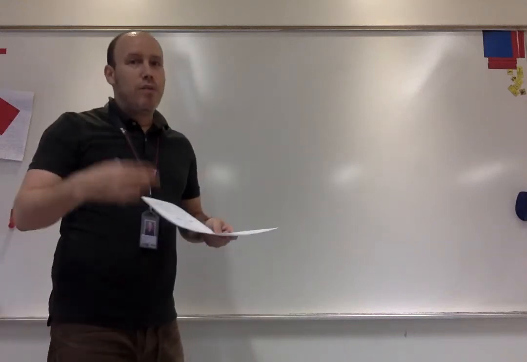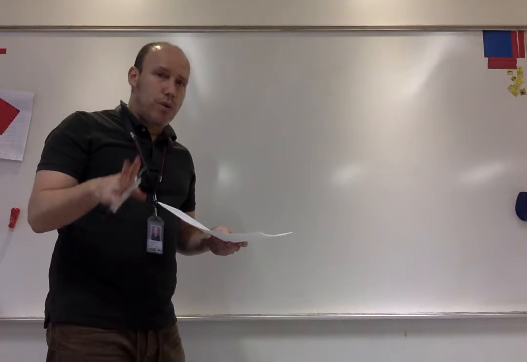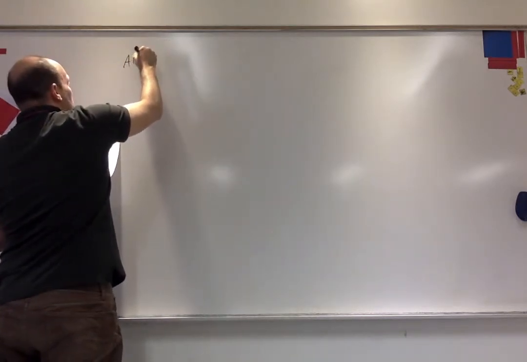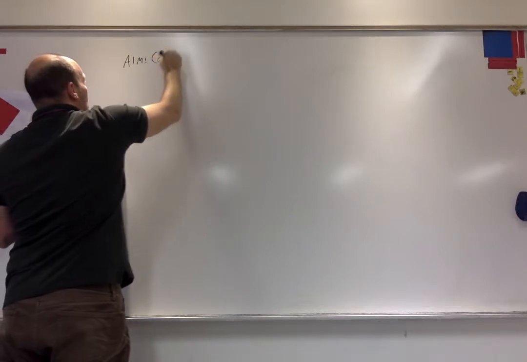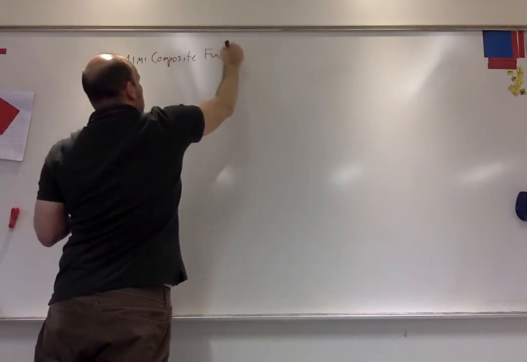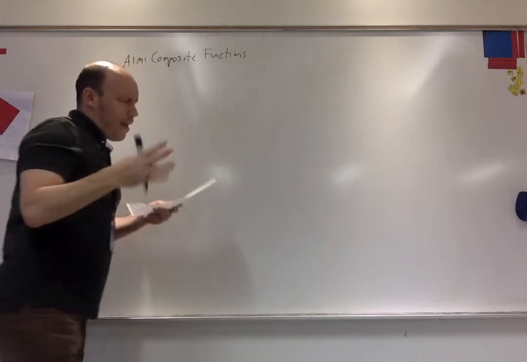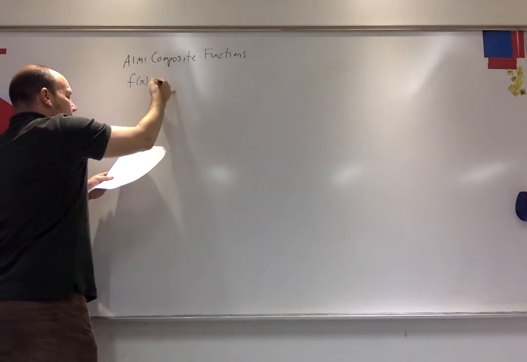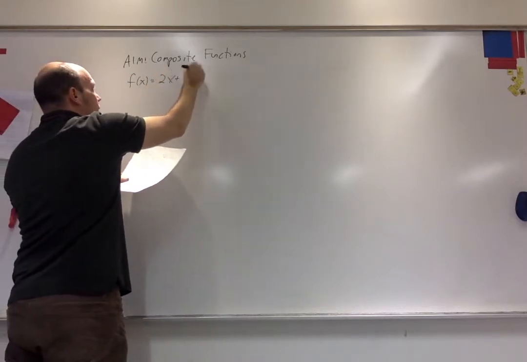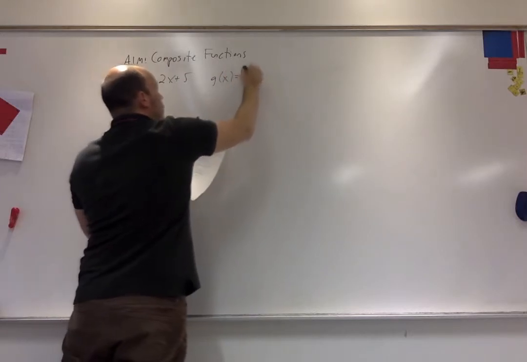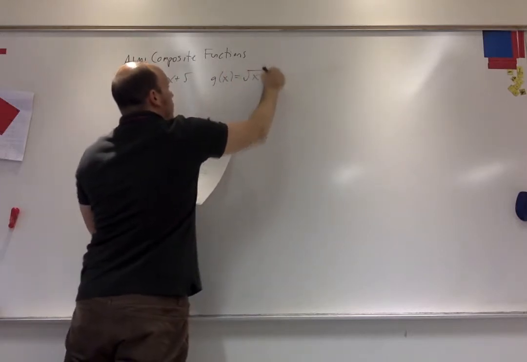Okay, we're going to combine two lessons. You studied this last year, so it's kind of a review, but we're going to start first with composite functions. The idea goes like this: you're going to be given two functions. f of x equals 2x plus 5. You're going to be given another function, g of x equals, for example, radical x plus 6.